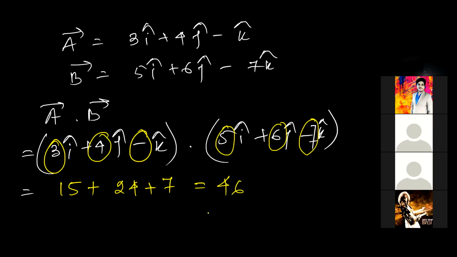In this way, we have to find the dot product. Is it clear? At first the components of I cap should be multiplied, then the components of j cap, then the components of k cap. Okay, this is case 1. That type of question can be asked. Now let's move on to the second type. Just write it down and tell me whether it is clear or not.